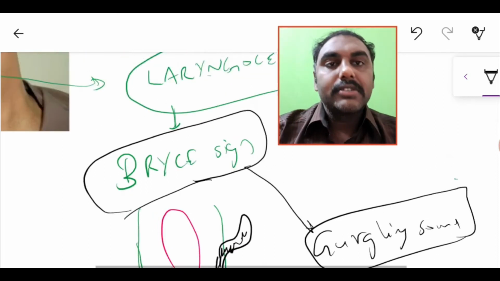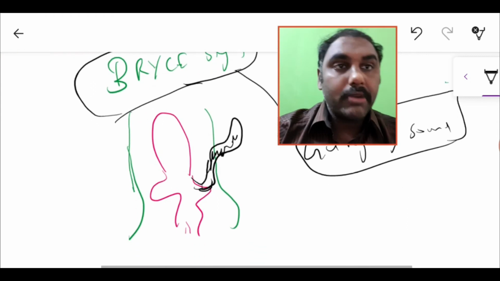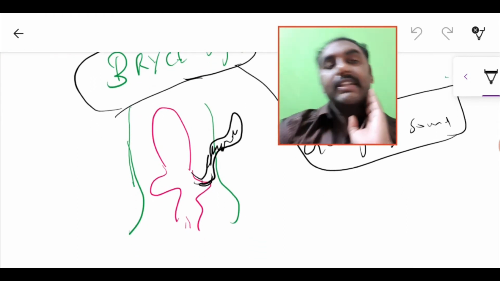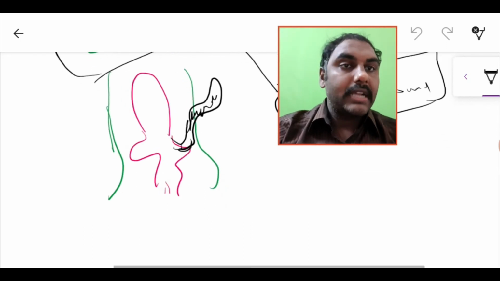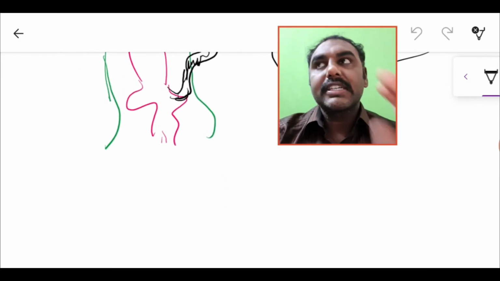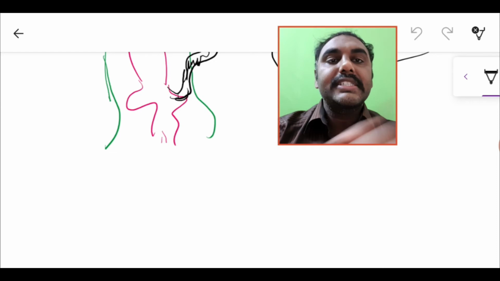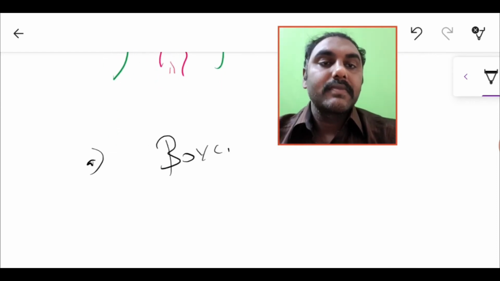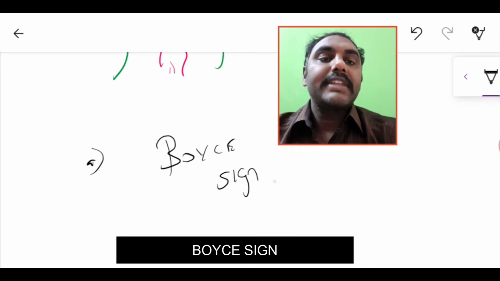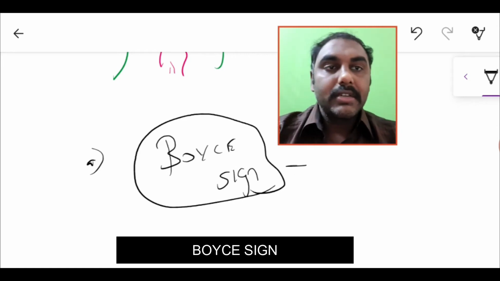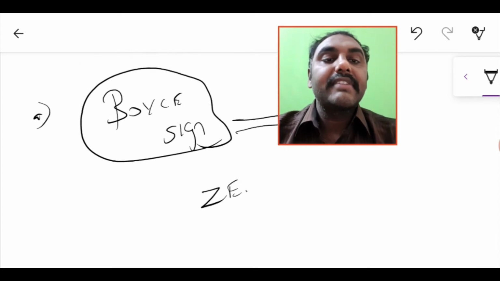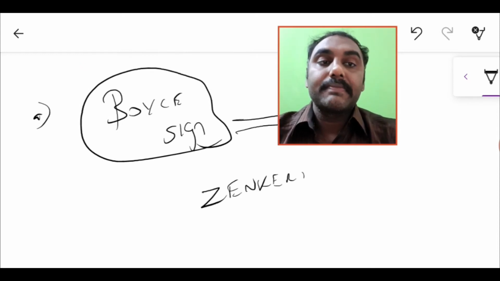Okay, clear? So we have two important signs. The Bryce sign produces a gurgling sound in a laryngocele, and one more condition in our ENT which produces a gurgling sound is called Boyce sign. So Boyce sign is seen in which condition? Boyce sign is seen in Zenker's diverticulum.